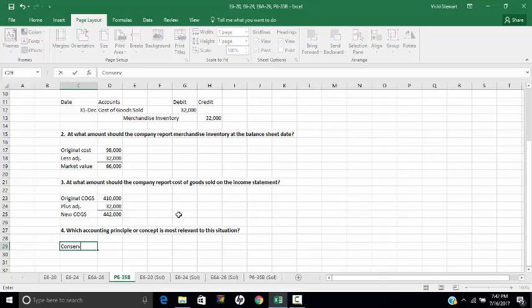Part 4 states which accounting principle or concept is most relevant to this situation. That would be the conservatism principle that states that we should report the inventory at the lower of cost or market in the balance sheet. And that is the conclusion of the demonstration for problem 635B.